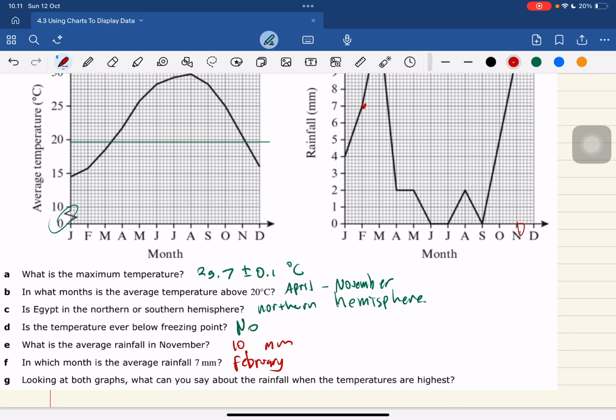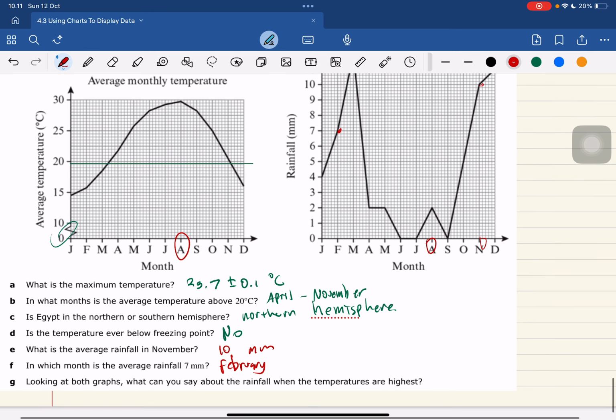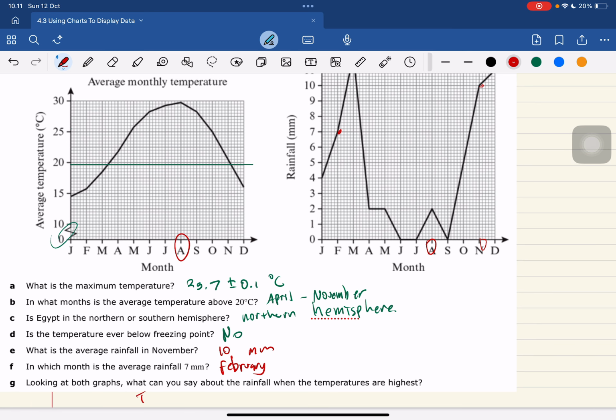Next, G. Looking at the both graphs, what can you say about the rainfall when the temperature are high? When the temperature are high is April. Okay, 2 millimeter. So there is little or no rain. Okay, there it is.